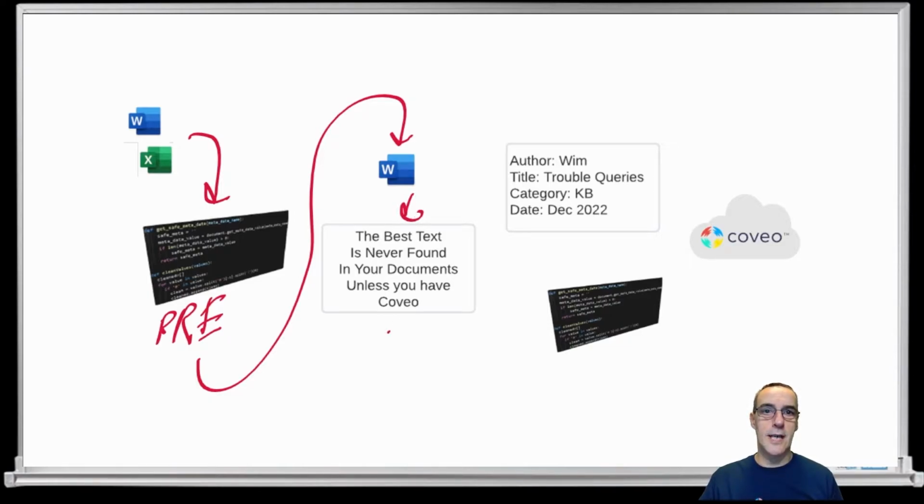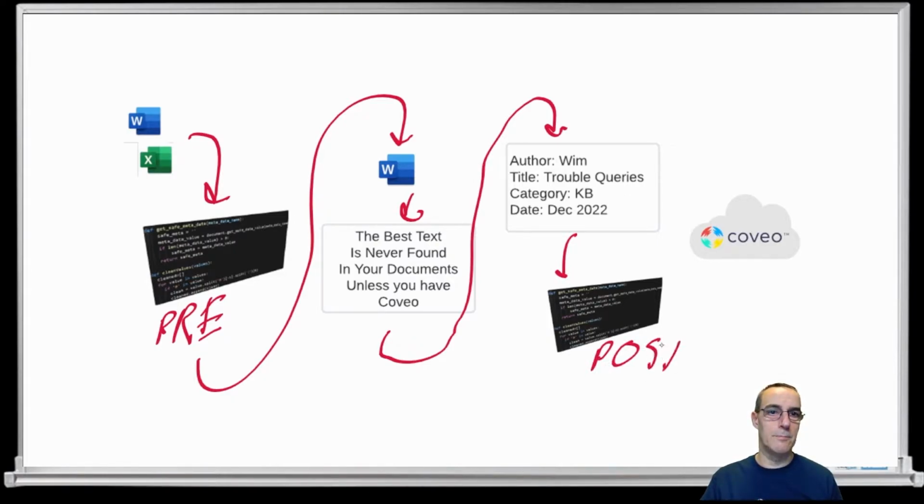Then the text is being mapped. So the metadata from the original is mapped to our Coveo fields. And then we go into a post-conversion script. A post-conversion script is essentially, again, a Python extension which could clean up your data. And then finally, we are ready to save it inside our index.